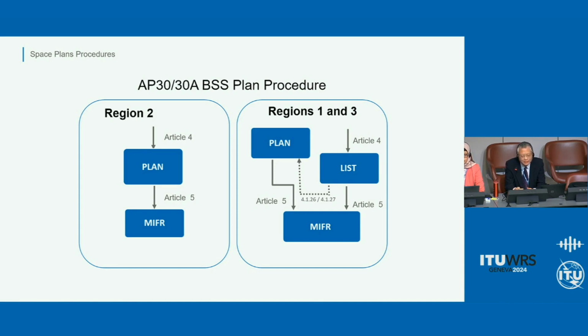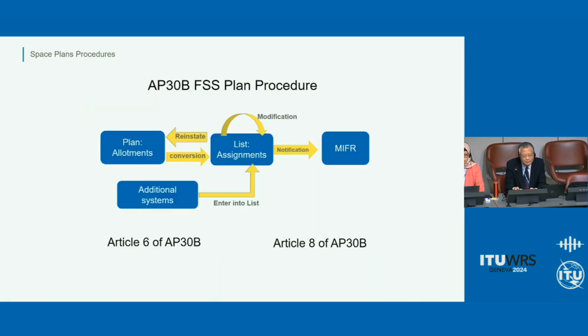I will not give the detail because it will take a lot of time. For 30B, as I said, you first need to convert your allotment before it can be used. Then it enters into the list, then goes into the MIFR after notification. And you can also introduce an additional system, which enters into the list and, after notification, is recorded in the master register. These provisions are included in Article 6 and Article 8 of Appendix 30B.